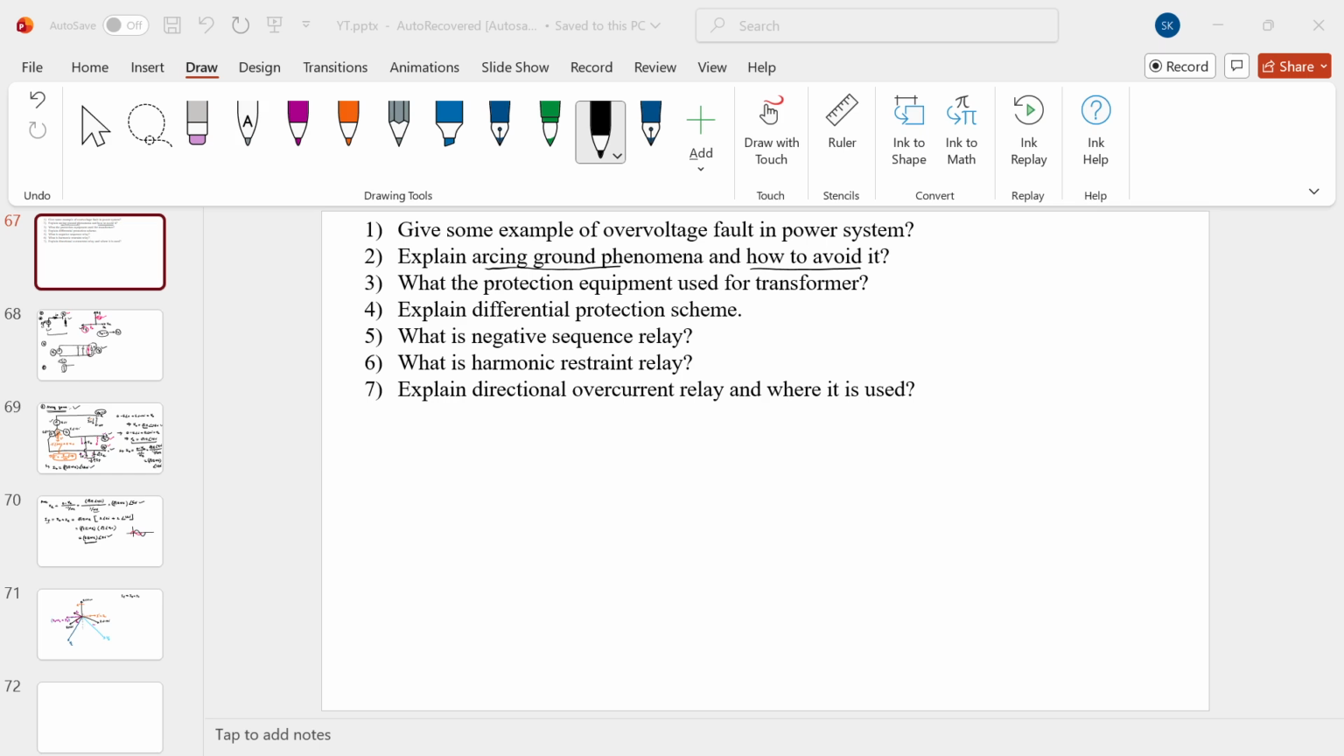Hello everyone. In the previous videos, we have completed these two questions, and now we are going to see what is the protection equipment used for the transformers. From a substation point of view, the transformer is the costliest part located in a substation. And from the entire power system point of view, two equipments are very costly: alternators, and then transformers.